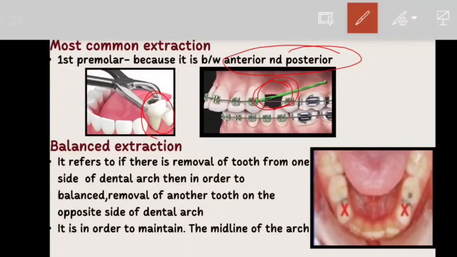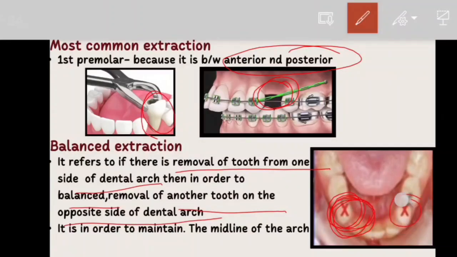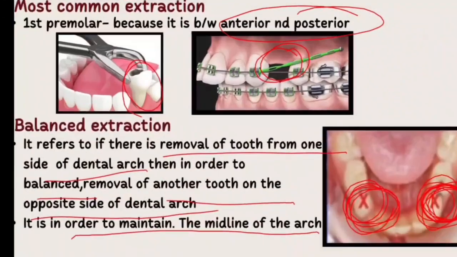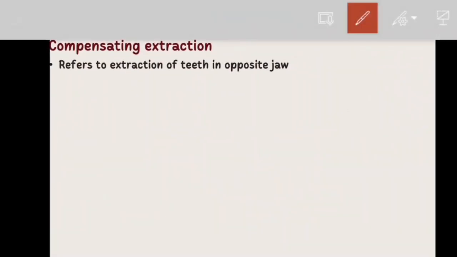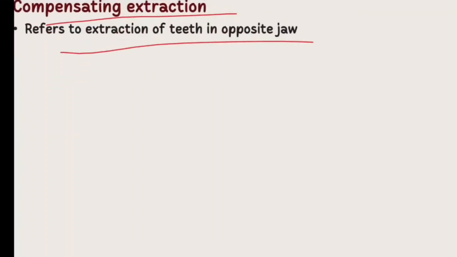Now the next one is balancing extraction. It refers to removal of a tooth from one side of the dental arch, then removal of another tooth on the opposite side of the same arch to balance it. Okay. So suppose this tooth has to be extracted, we will have to remove this one on the other side of the same arch to maintain the midline. Now the next is compensating extraction. Here we remove the tooth in the opposite arch.